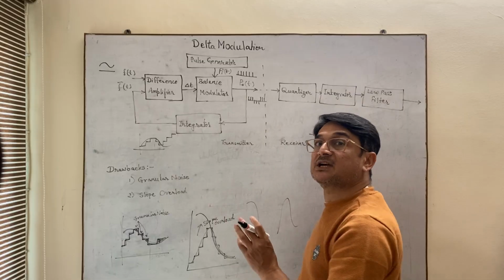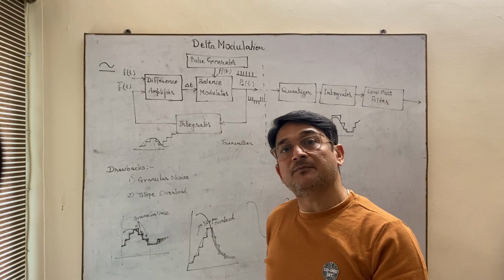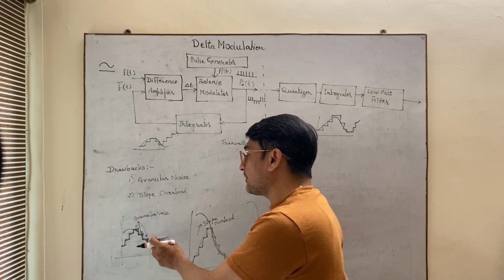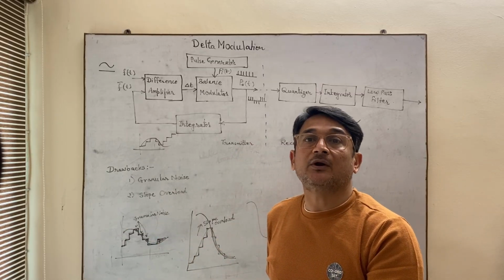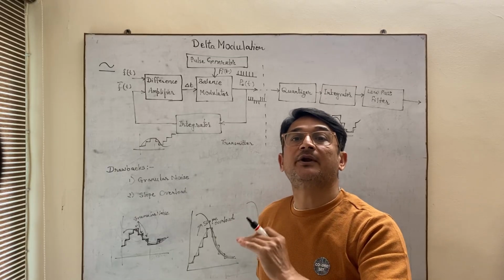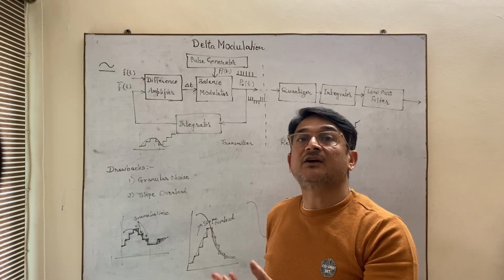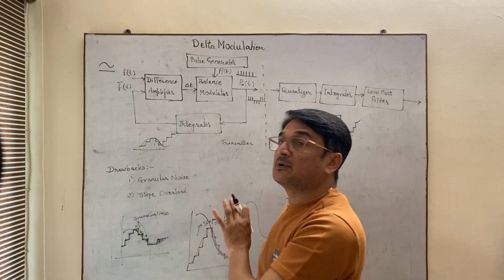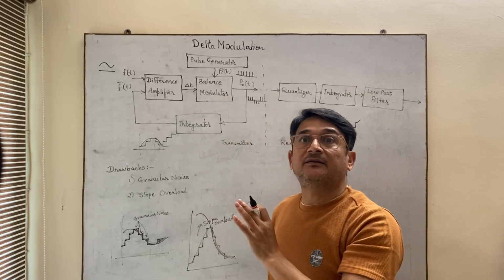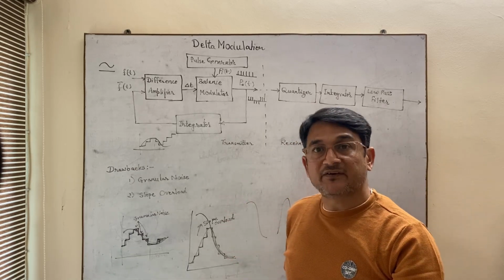Both these problems arise due to the uniform step size which we use in delta modulation. To overcome this, we use non-uniform step size. If we use non-uniform step size, both these problems can be overcome. Non-uniform step size means we can increase or decrease the step size according to the modulating signal or according to our requirement. This phenomenon will be dealt with in adaptive delta modulation.